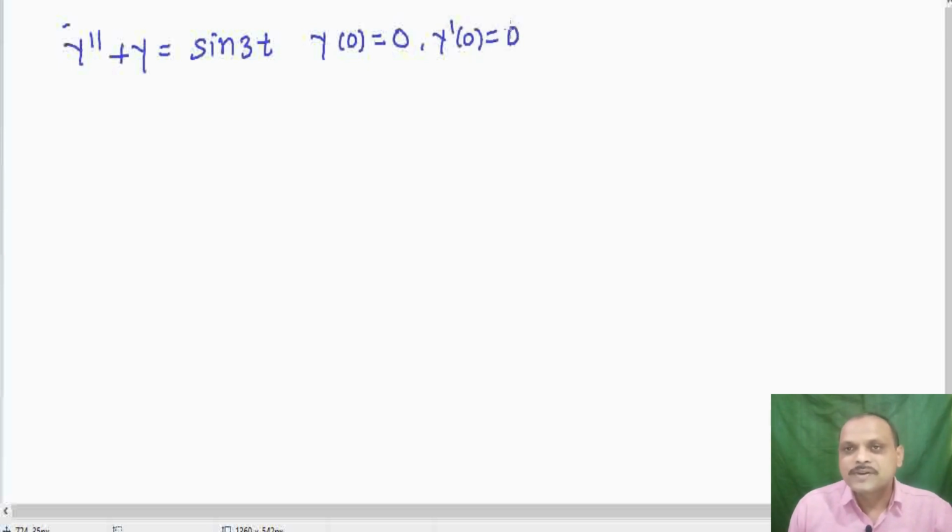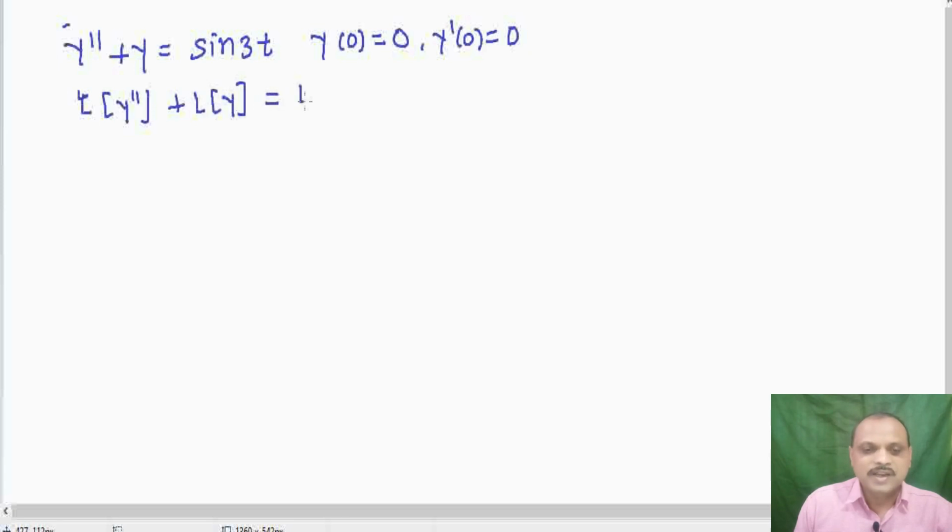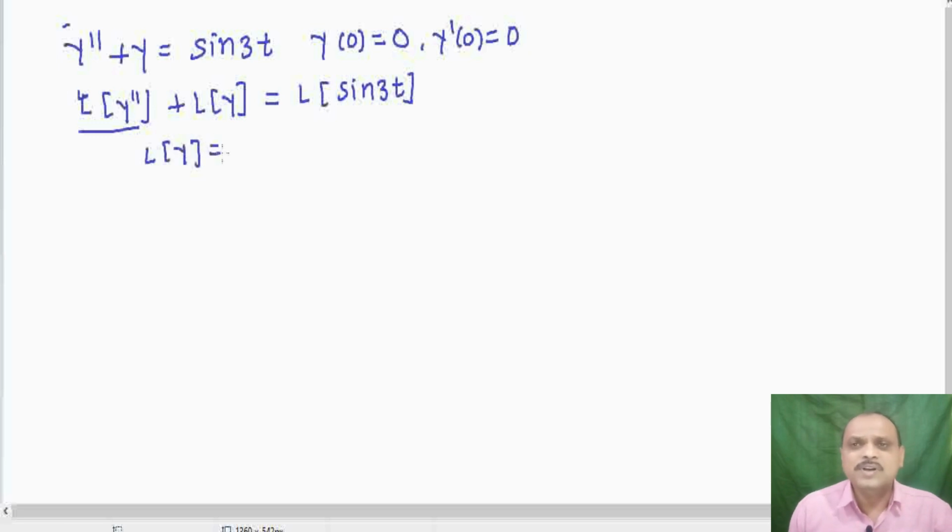So what is the first thing? First thing, we have to take Laplace transforms on both sides. So Laplace transform of y double dash plus Laplace transform of y equal to Laplace transform of sine 3t. It is second derivative, so for the Laplace transform of this term, here we use the notation y bar for the Laplace transform of y. This is for our convenience, you can put it as it is.